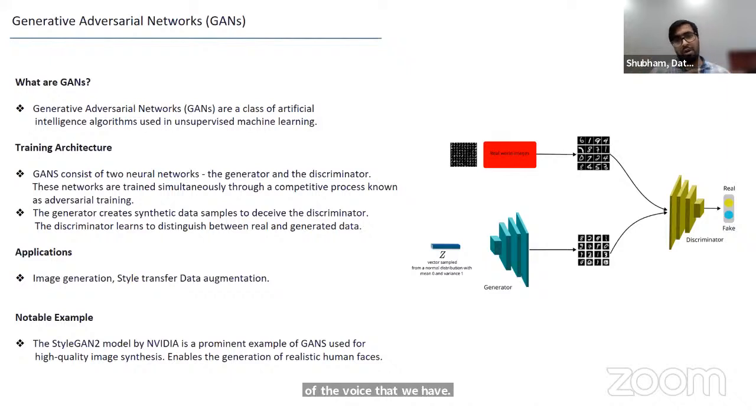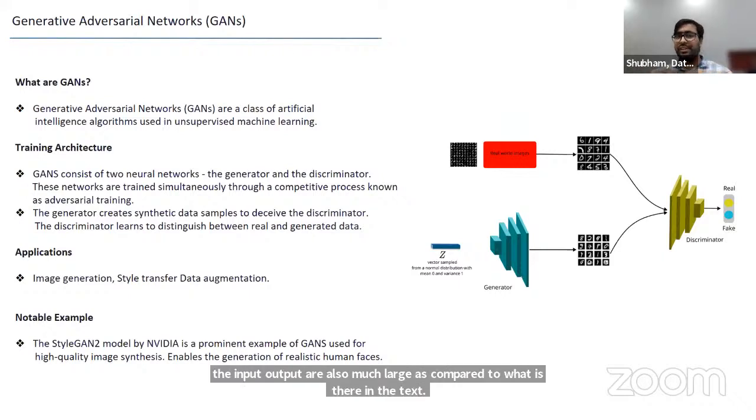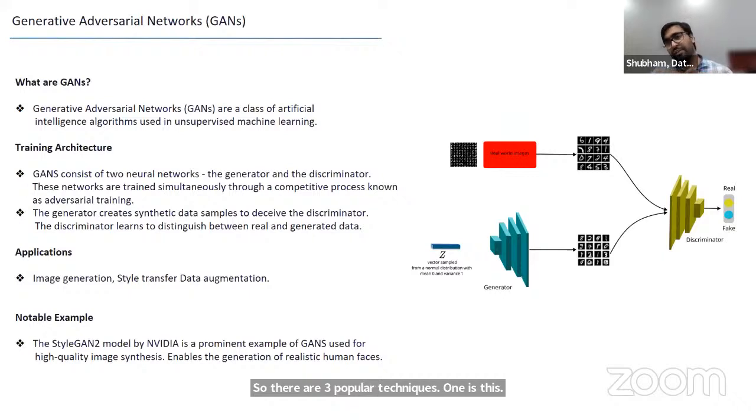Its values and the position of the pixels, so everything matters here. It's much more complex. The dimensions of the input and output are also much larger as compared to text. There are three popular techniques. One is generative adversarial networks, which are GANs. The second one is variational autoencoders, and the third one is diffusion models. The most advanced one is the diffusion models.